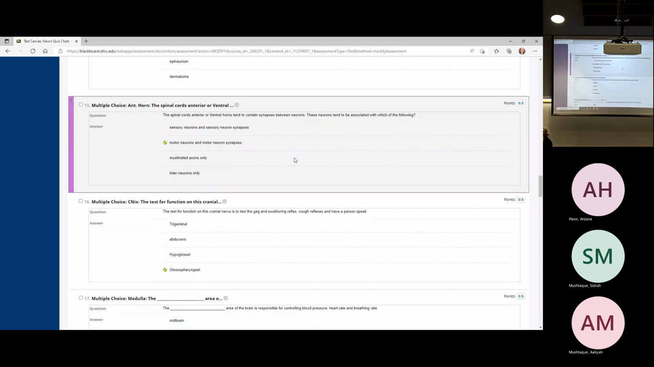All right. Spinal cords, anterior or ventral horns, tend to be synapses between neurons. These neurons tend to be associated with which of the following? So, anterior tends to be what? Sensory or motor? Motor. Motor. So, if the anterior is motor, what does the back have to be? Sensory. So, if I inject my spinal cord in the back with some numbing, am I numbing my ability to walk, or am I numbing my ability to feel? Feel. And that's what an epidural is.